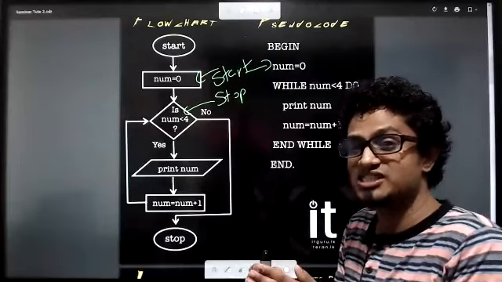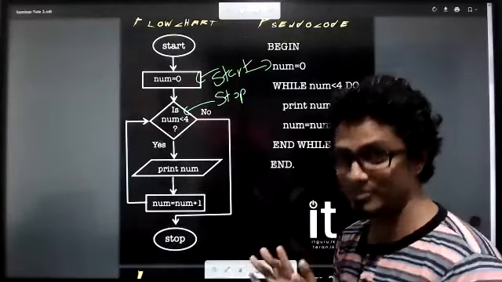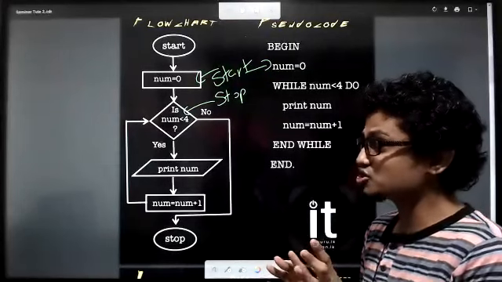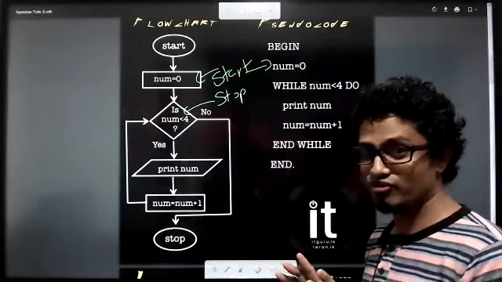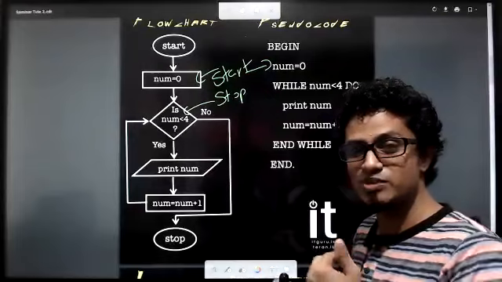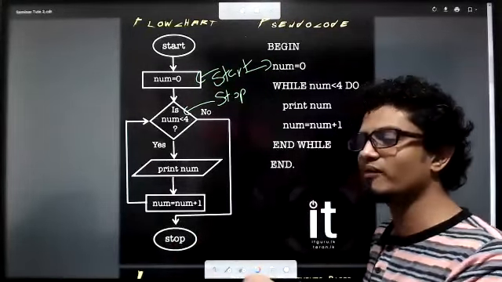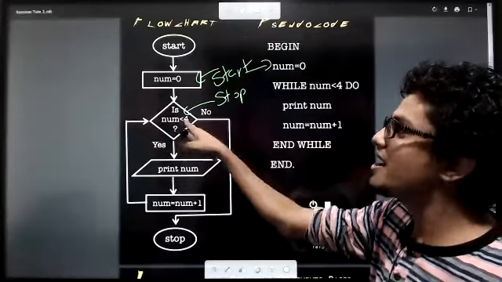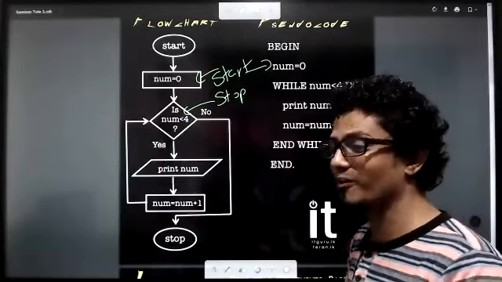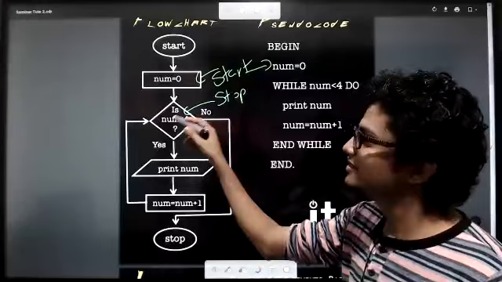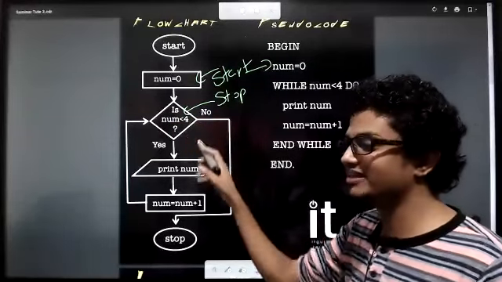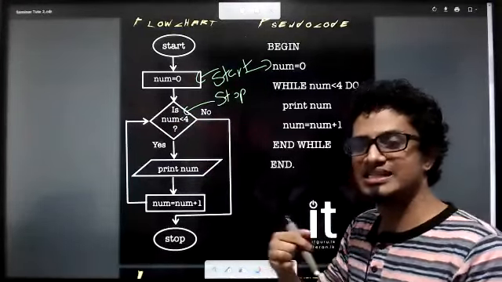But if it has reached number 4, it should stop, because number 4 should not get displayed, right? My target is to display from 0 to 3. So 0 to 3 means 3 is 1 lower than 4. So I'm mentioning here num should be less than 4 because of that. So this is a condition, right? Always I'm checking whether the num is less than 4 or not.